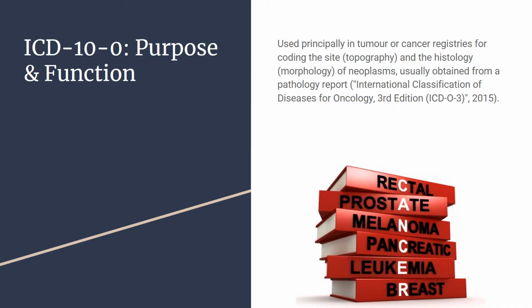The purpose and function of ICD-O. It is used principally in tumor or cancer registries for coding the site, topography, and the histology, morphology of neoplasms, usually obtained from pathology reports. So the purpose of ICD-O is to provide greater specificity for use by cancer registries and in pathology and other departments specializing in cancer. The topography code describes the site of origin of the neoplasm. The morphology code describes the characteristics of the tumor itself, including cell type and biologic activity.